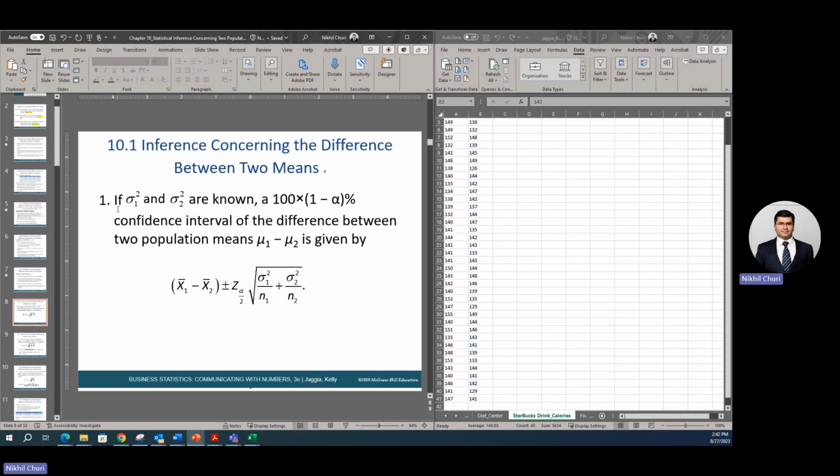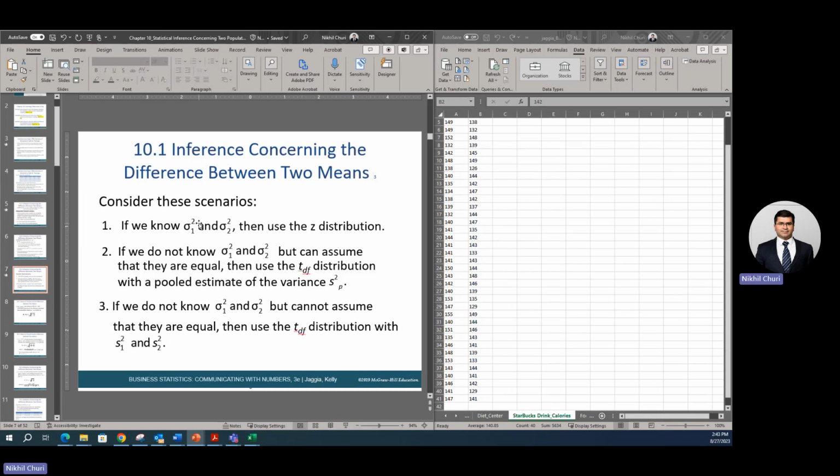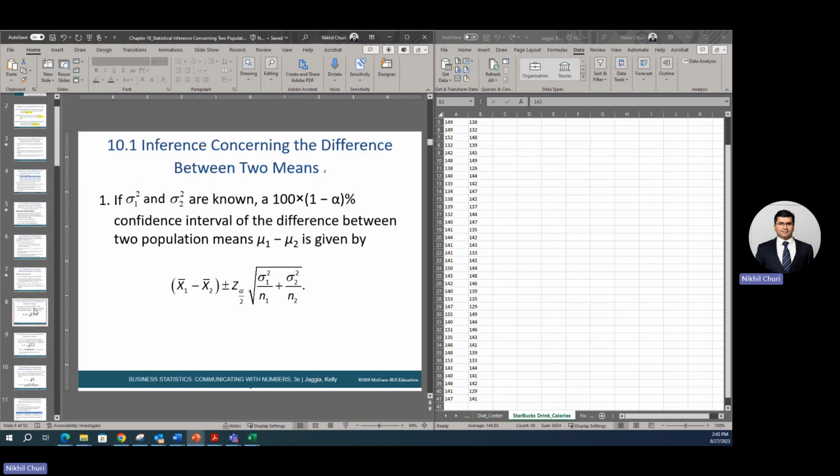So we are looking at the first scenario, where the variance for population 1 and the variance for population 2 are known, and then we use the z distribution table. In that case, this formula applies. So if sigma 1 square and sigma 2 square are known, then the 100 multiplied by 1 minus alpha percent confidence interval of the difference between two population means, mu1 minus mu2, is given by this formula over here.